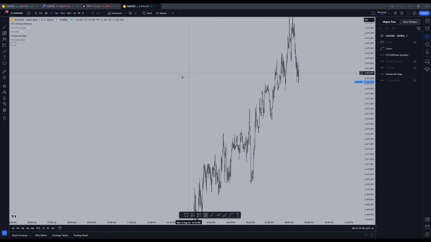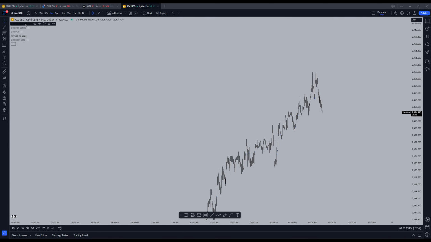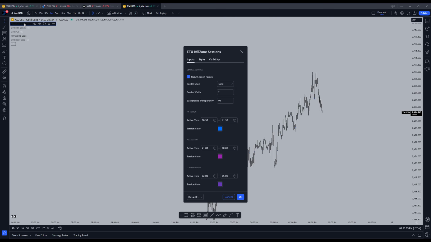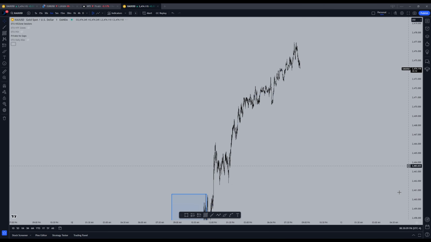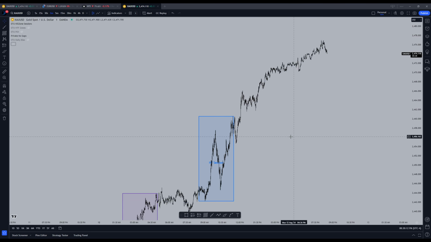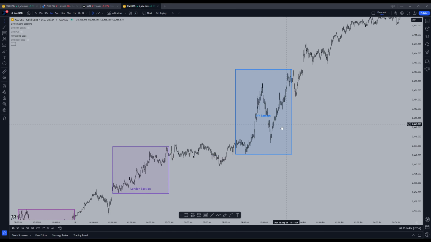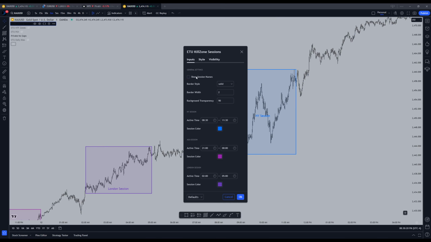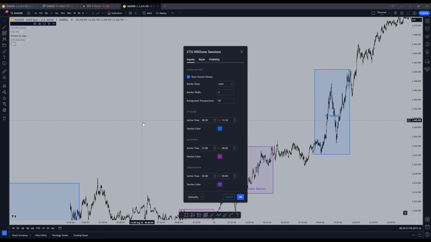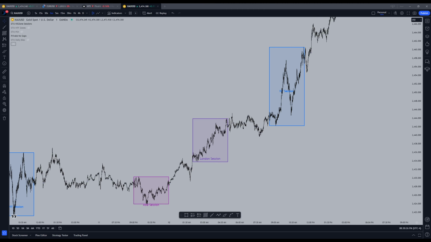How many drawings do I have here? 230. Not bad. Okay. So if we turn this on, it should show somewhere here. Let's see. It's down here. Okay, perfect. Gold is pumping. This is the session names, right? It just toggles them on and off. New York session, London session, and Asia session. So those are the 3 sessions that I have this indicator split between.